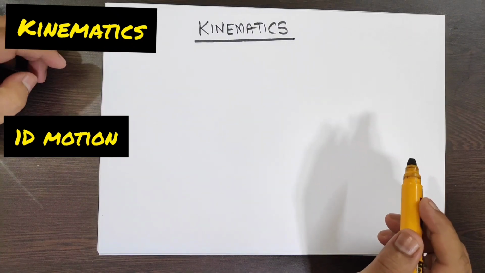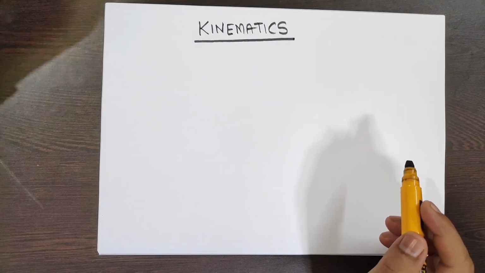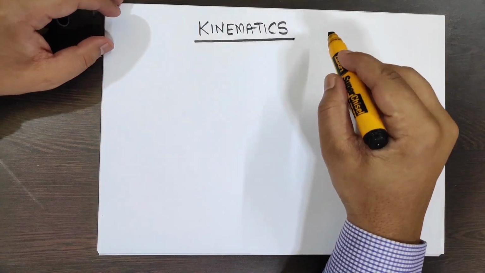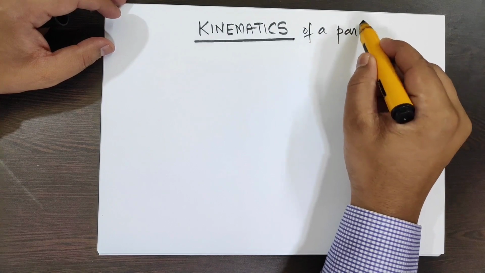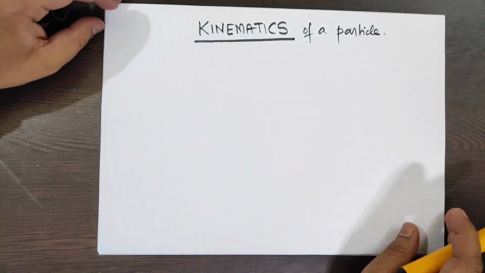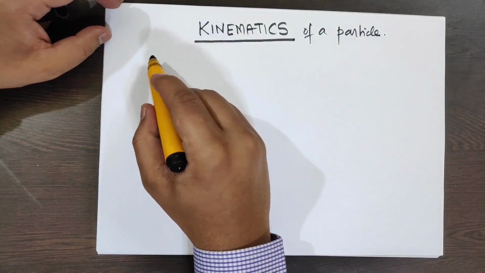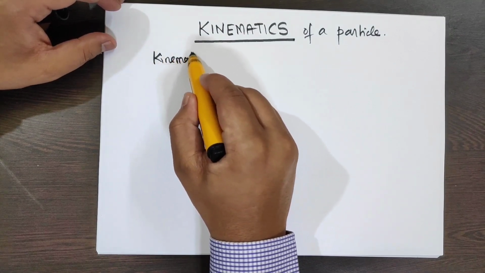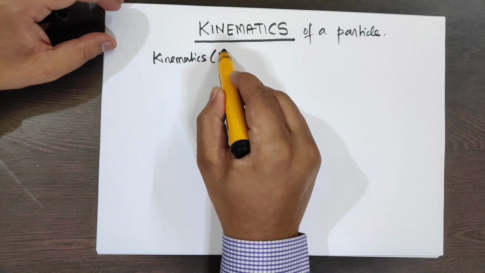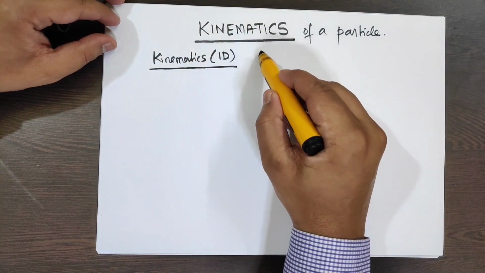So we will be beginning a new topic, kinematics. Actually, we will be dealing with kinematics of a particle. First we will begin with kinematics in 1D. 1D means it is a straight line motion, that is, motion in a straight line.